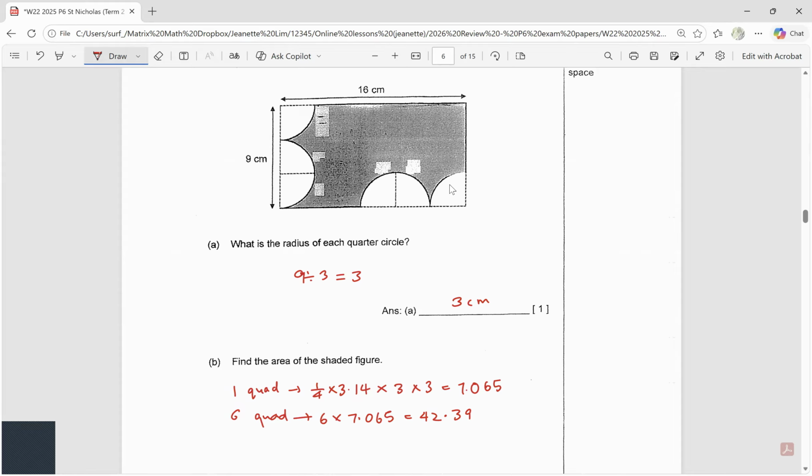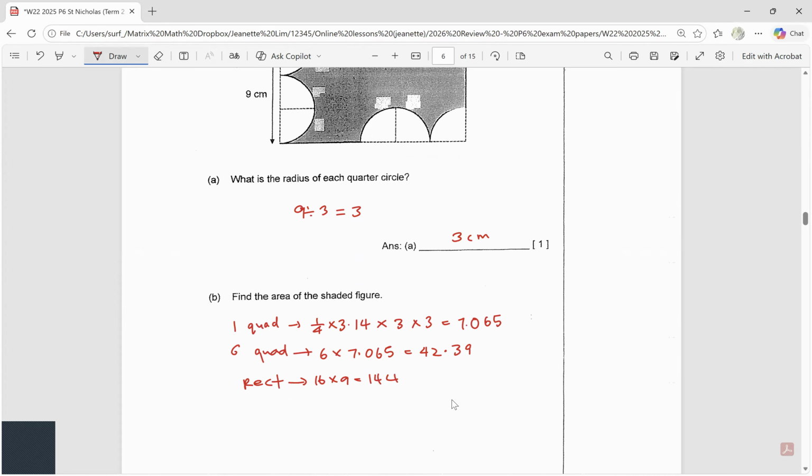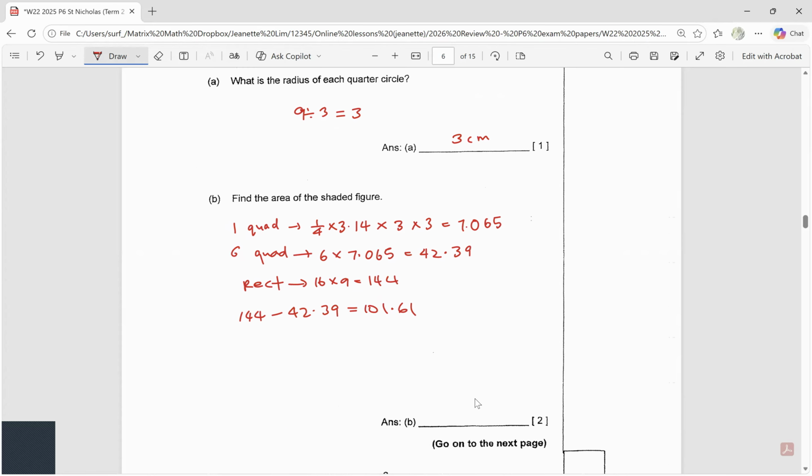Then we find the rectangle, which is 16 times 9. Okay, so the rectangle is 144, then minus away all your quadrants. So 144 minus 42.39. So the answer is 101.61 square cm.